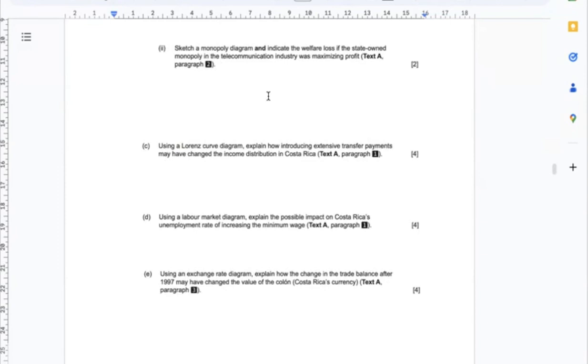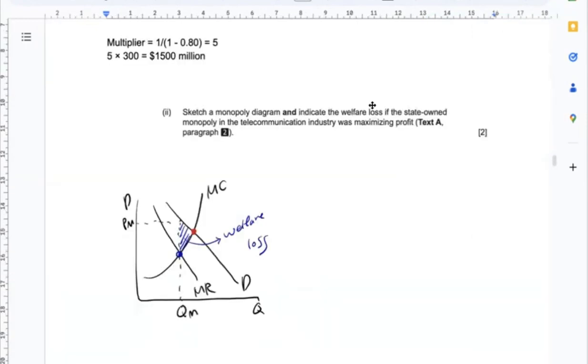B2, sketch a monopoly diagram and indicate the welfare loss if the state-owned monopoly in the telecommunication industry was maximizing profit. This is the monopoly diagram having welfare loss in the shaded area.